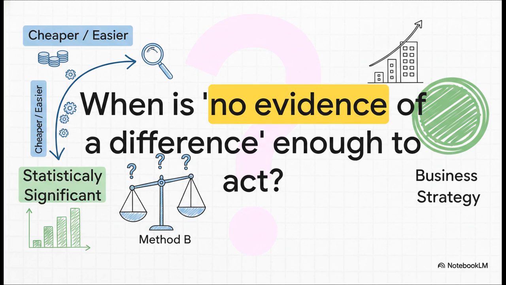And that leaves us with the final, big picture question. This is where you, the analyst, have to earn your paycheck. When is no evidence of a difference good enough to act? If method B is way cheaper or faster to implement, does this result give you the green light to choose it? That's where the numbers stop and the strategic thinking has to begin.